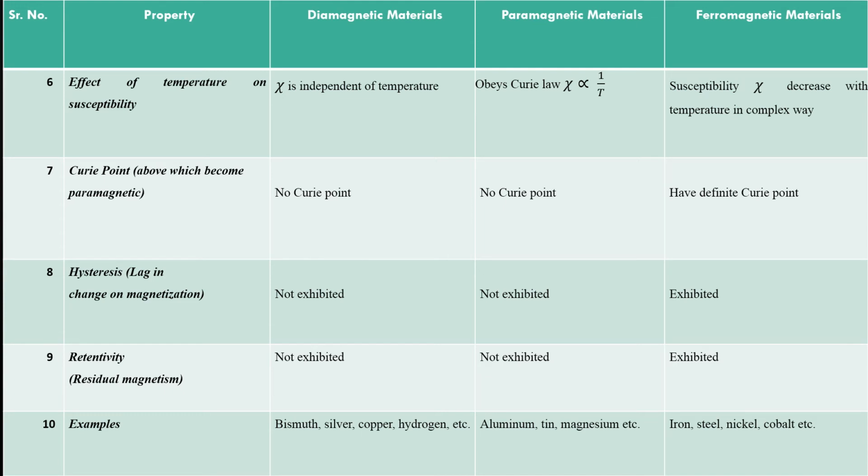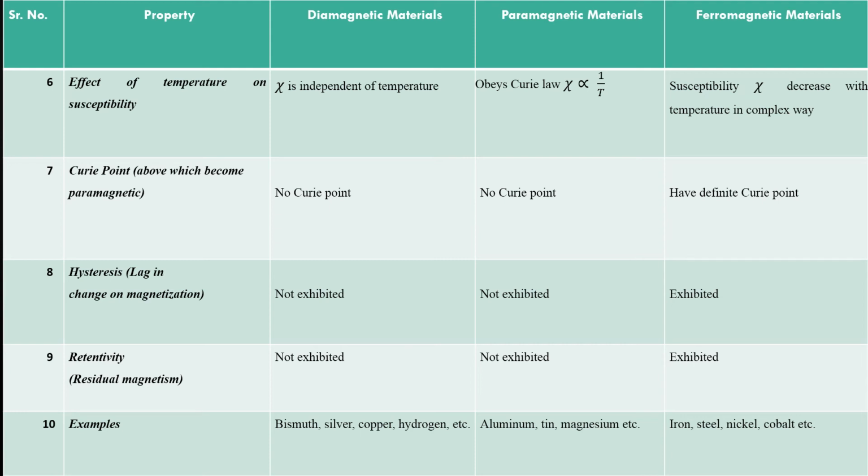While in ferromagnetic material, the susceptibility decreases with temperature. As temperature increases, susceptibility decreases, but in a complex way. There is no perfect formula or hypothesis for how magnetic susceptibility decreases with the increase in temperature.